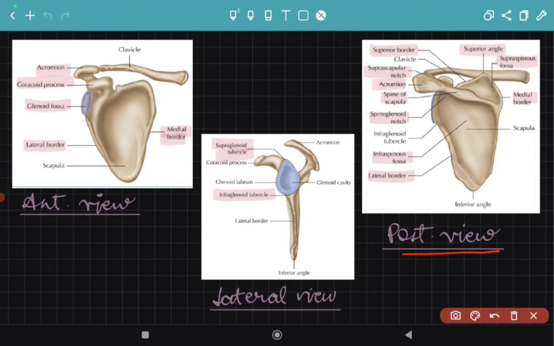This is in the posterior view. Similarly, it can be observed in anterior view, and in lateral view we can appreciate supraglenoid tubercle and infraglenoid tubercle very well, along with glenoid cavity and glenoid labrum.